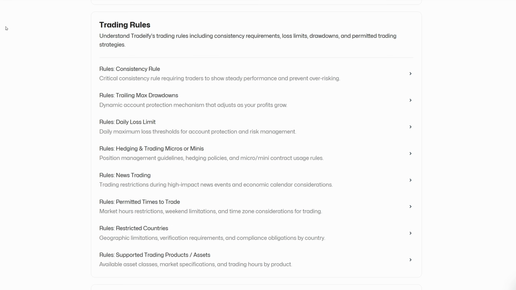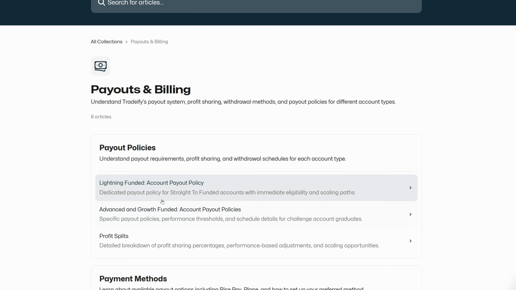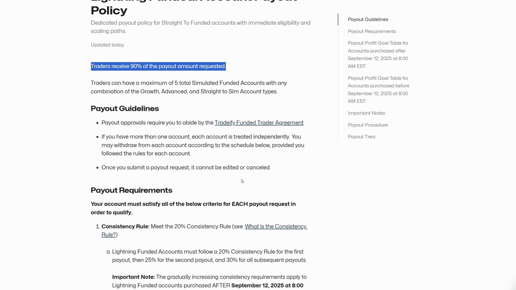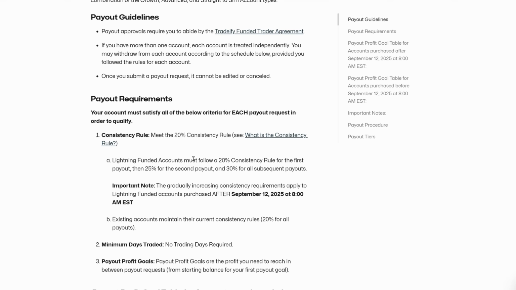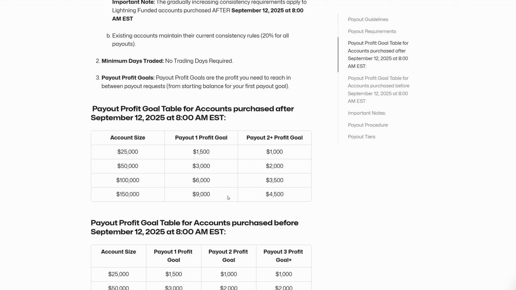So that's the basic rules with Tradeify, but the one rule that you're probably wondering about, Mike, how does the payouts actually work? We come right here to the payout policy. In the Lightning funded accounts, traders receive 90% of the payout amount requested. So if you request $1,000 out, you're only going to get to bring home $900. They are going to keep the other 10%. In the Lightning account, keep in mind, we have that 20% consistency rule, but you also have profit objectives that must be met before you can ever request a payout.